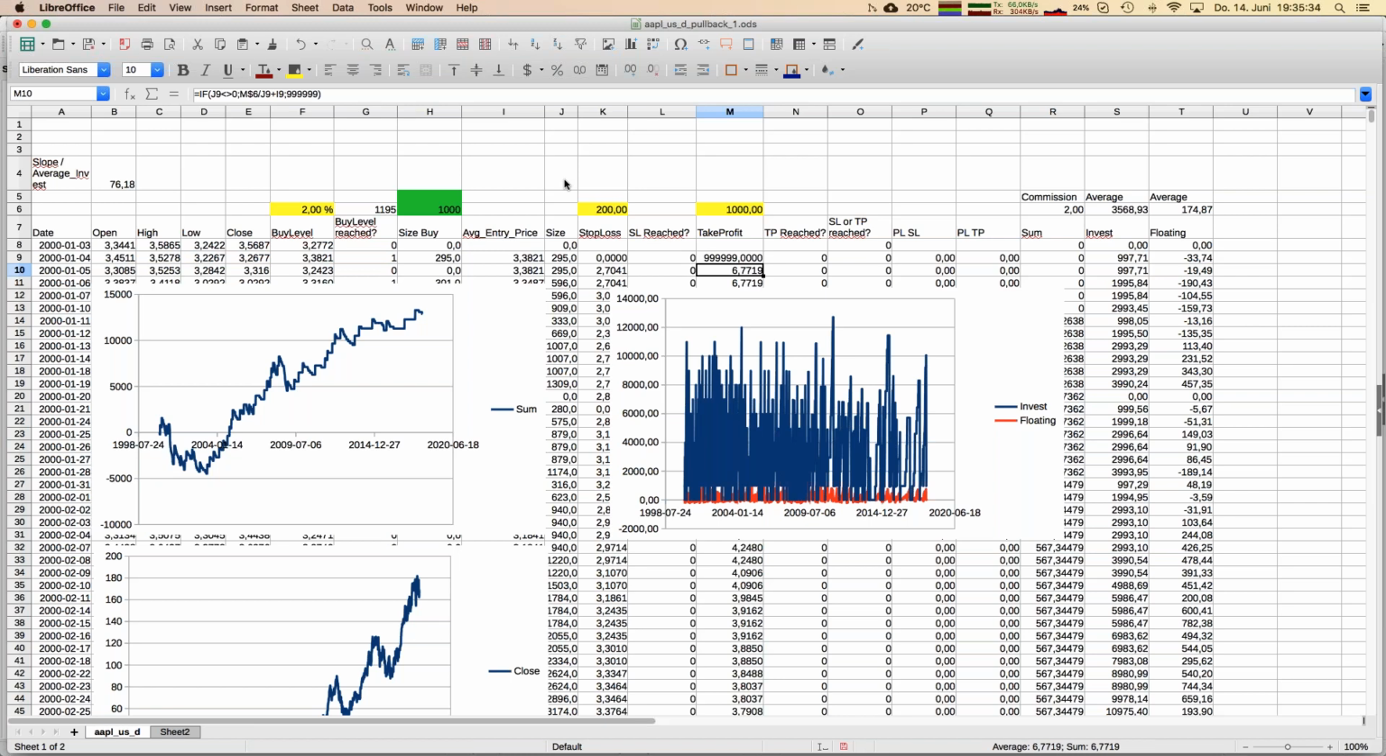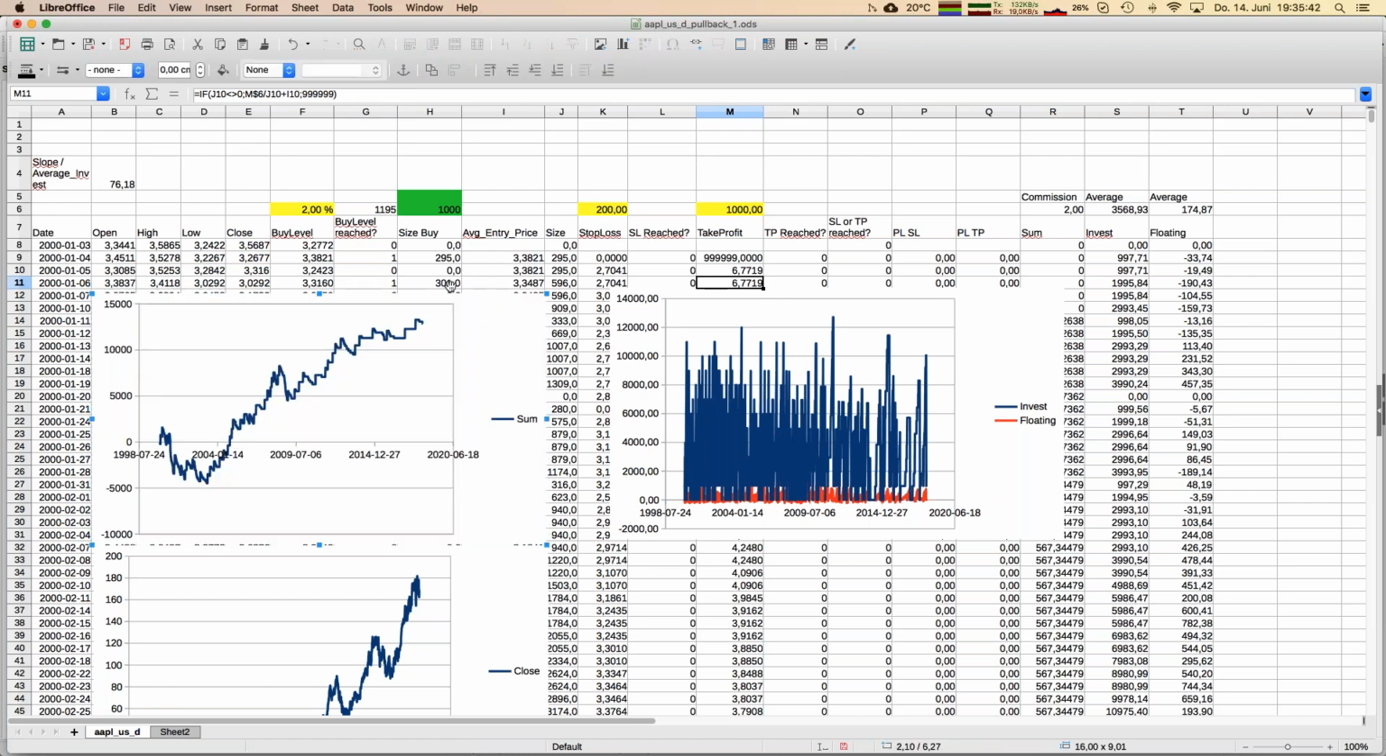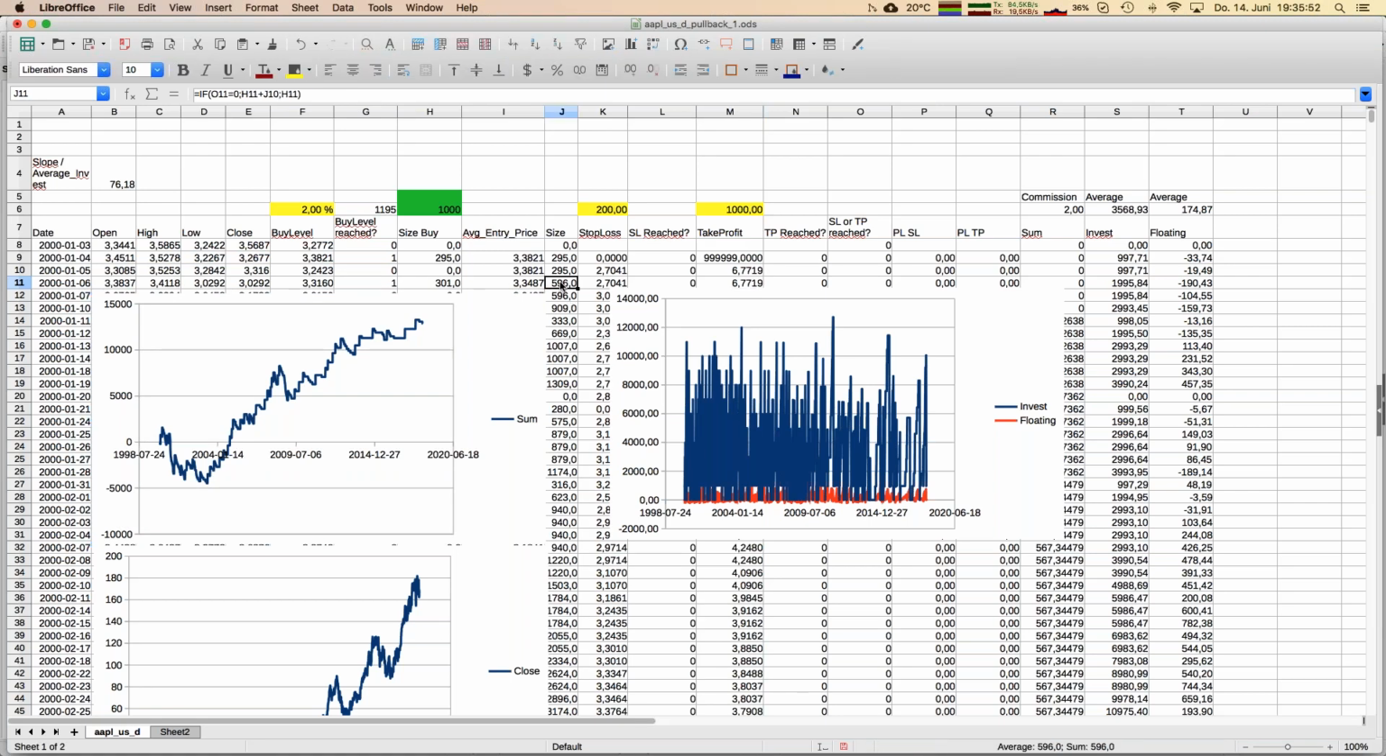Then it goes further. If we do additional buys, you will see here, let me move it a little bit down, that on that day here, we get a second buy. And therefore, we have an increased size of that trade. And everything is done here iteratively until we reach stop loss or take profit.